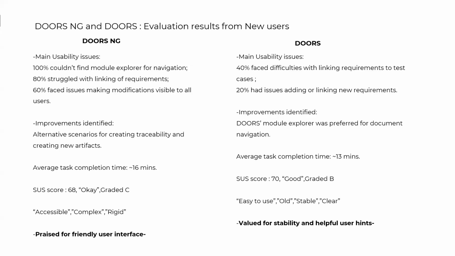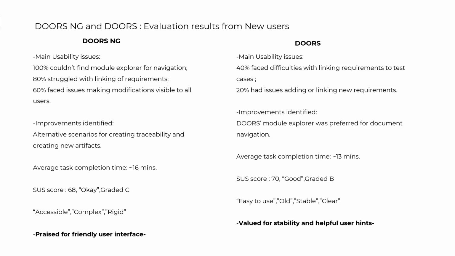The third set of results reflects a comparison between the results for DOORS NG and DOORS after the new users evaluation. As we can see here, for DNG on the left side, 100% of the participants didn't find the Module Explorer for navigation. 80% had issues with the requirements linking. 60% faced issues making the edits visible to other participants. Meanwhile, for DOORS, on the right side, 40% of the participants had difficulties with requirements linking to test cases. 20% also had issues adding or linking new requirements.